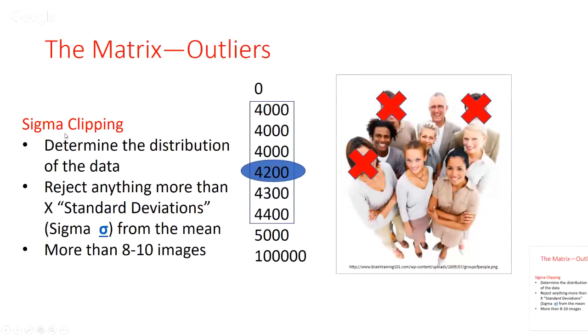Sigma clipping is a little bit different. Sigma clipping relies on you finding what the average difference is between one piece of data and another, between one exposure and another.